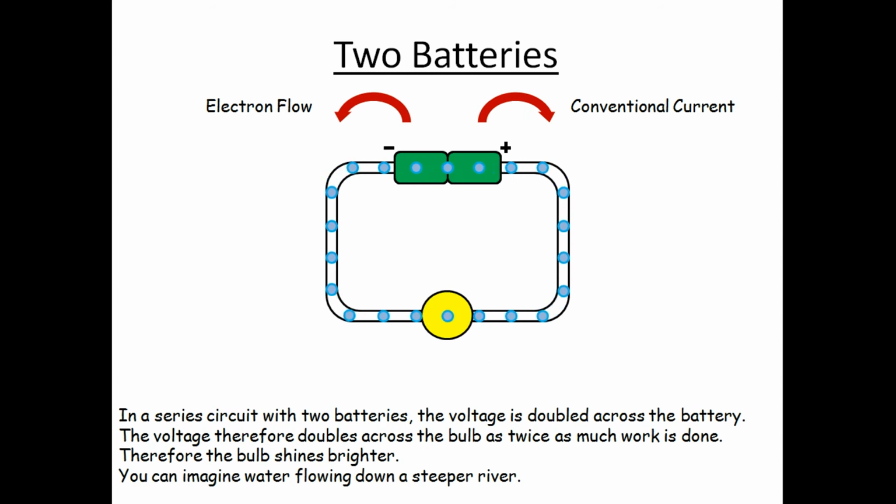In a series circuit with two batteries, the voltage is doubled across the battery. The voltage therefore doubles across the bulb, as twice as much work is done. Therefore, the bulb shines brighter. You can imagine water flowing down a steeper river.